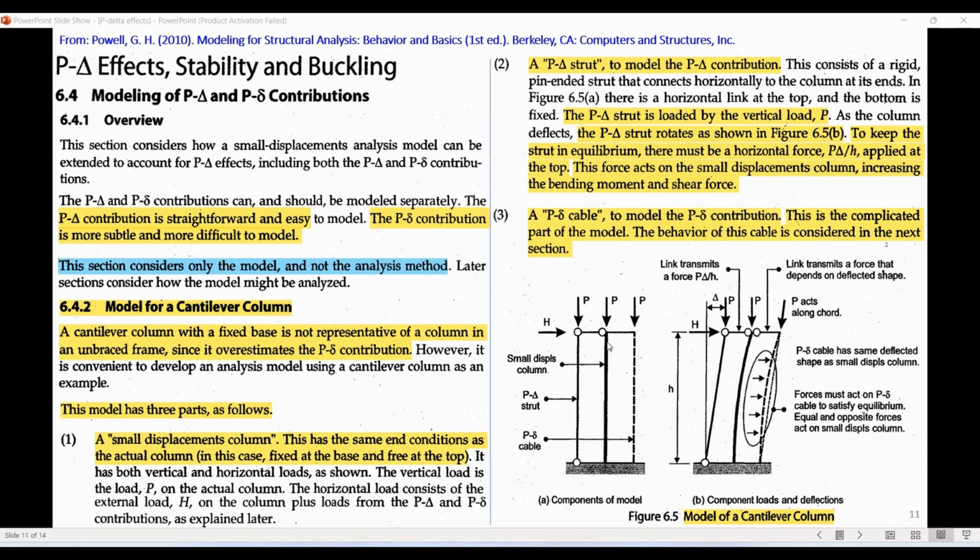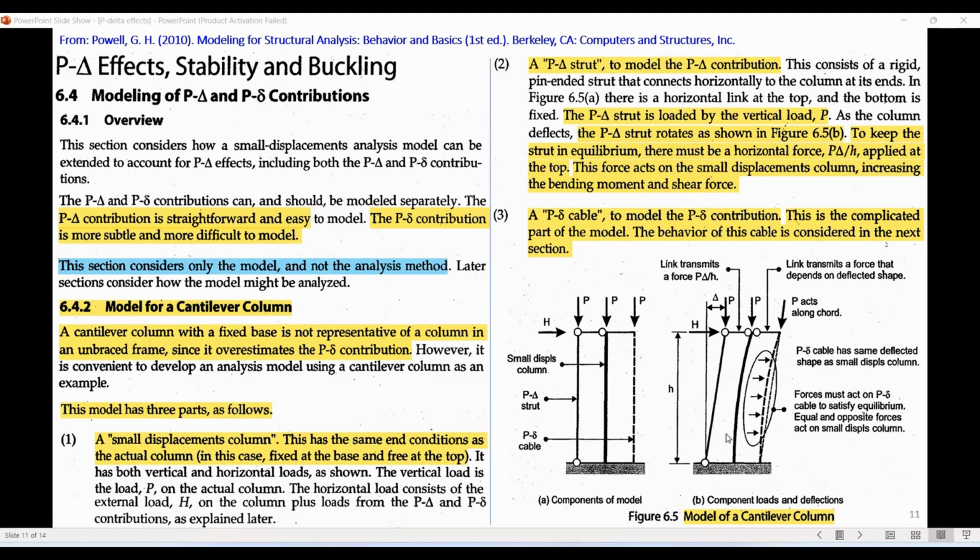The small displacement column, which is located at the middle. This has the same end conditions as the actual column, which is fixed at the base and free at the top. And we have another part which is called the P delta strut, and this element is used to model the P big delta contribution, while the P small delta cable is used to model the P small delta contribution.